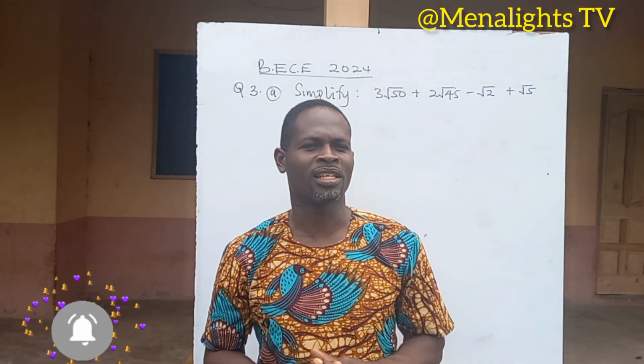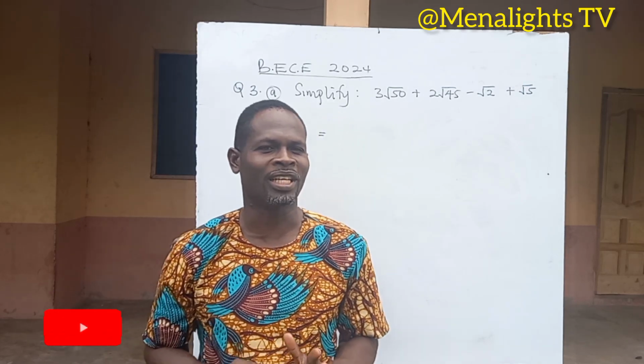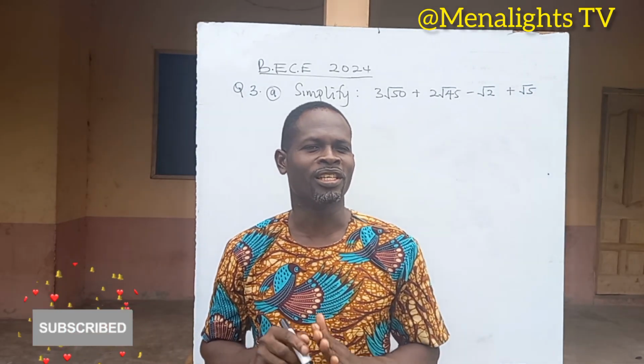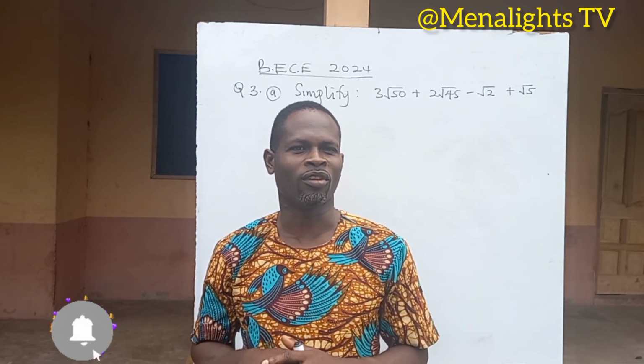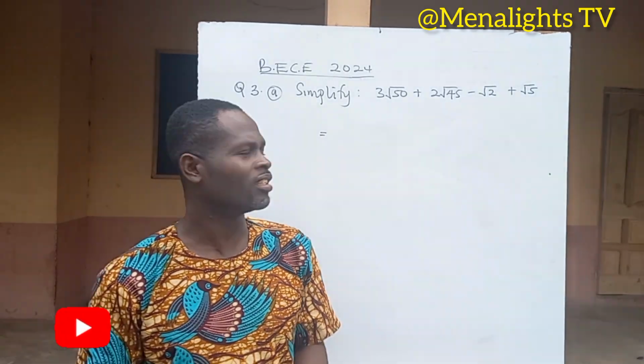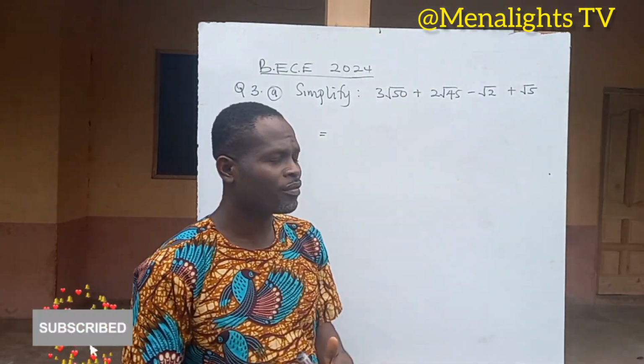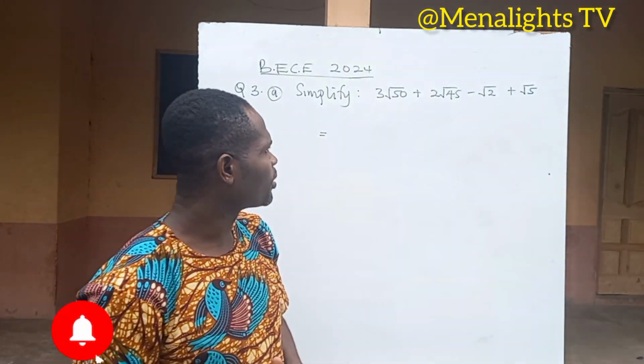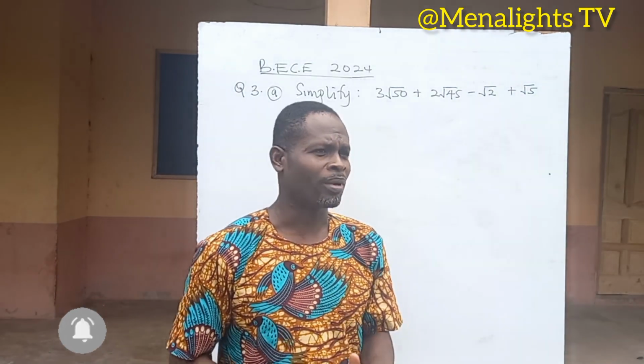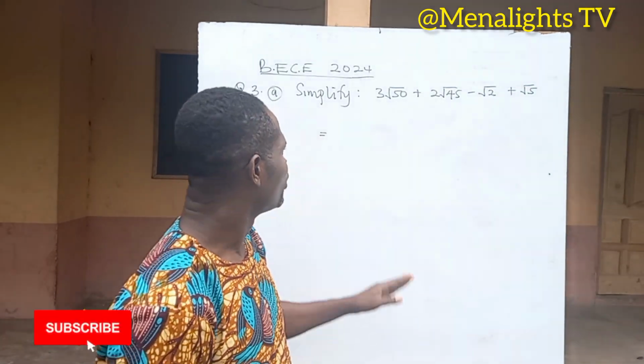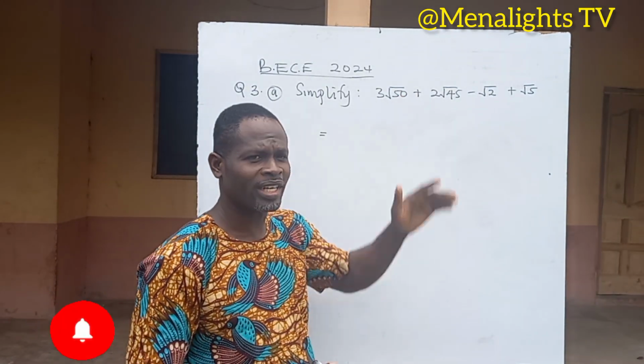In our previous lesson, we looked at question number 2 of the just ended B.E.C.E 2024. Start with question number 3a. So we have 3 root 50 plus 2 root 45 minus root 2 plus root 5. So when you look at the first one, we need to break it down.